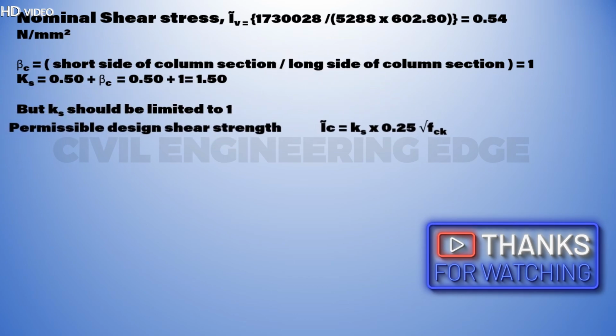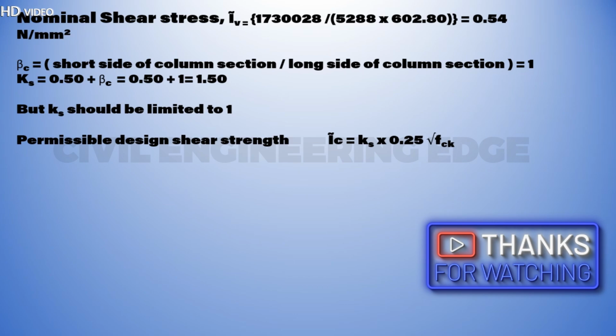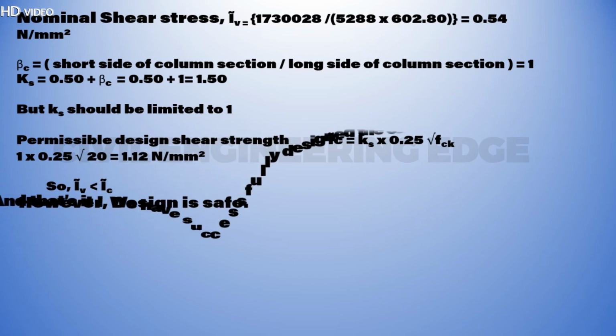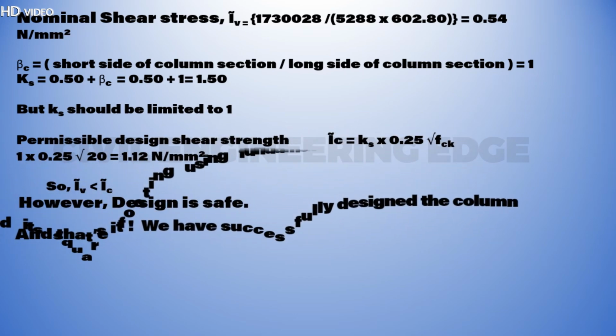Beta c = short side of column section / long side of column section = 1. Ks = 0.50 + beta c = 0.50 + 1 = 1.50, but Ks should be limited to 1. Permissible design shear strength τc = Ks × 0.25 √fck = 1 × 0.25 √20 = 1.12 Newton per square millimeter. So, the nominal shear stress is less than τc, the permissible design shear strength.